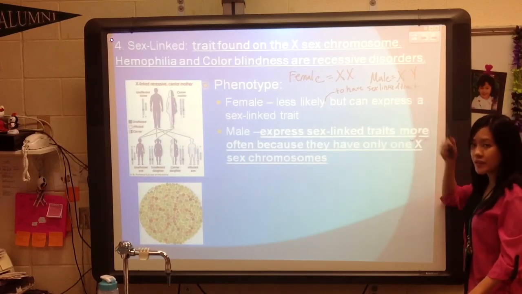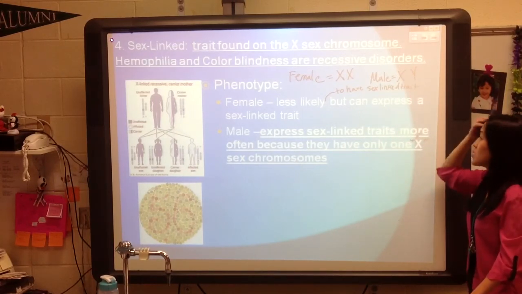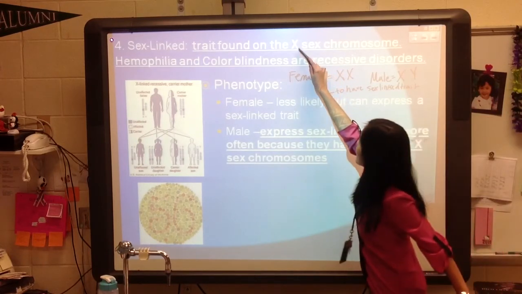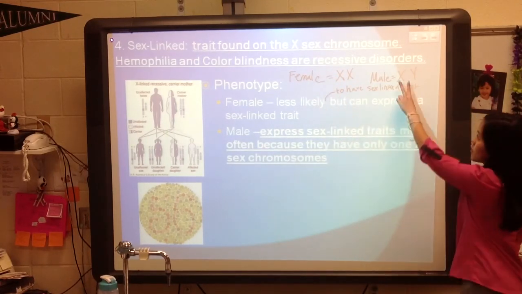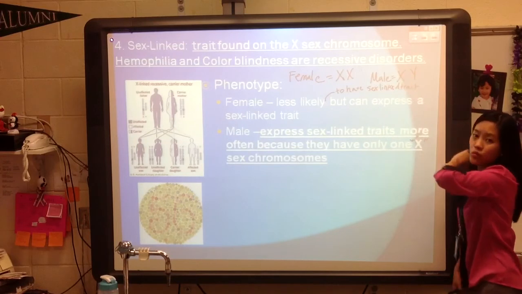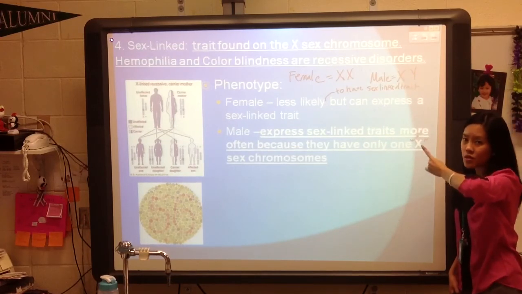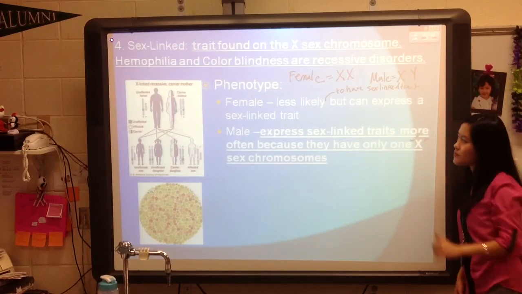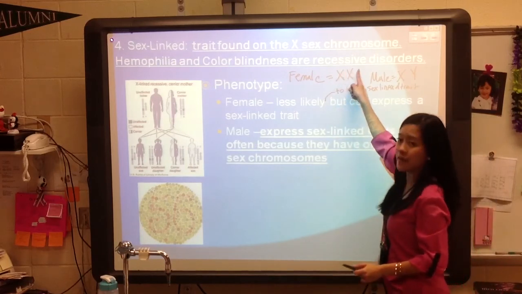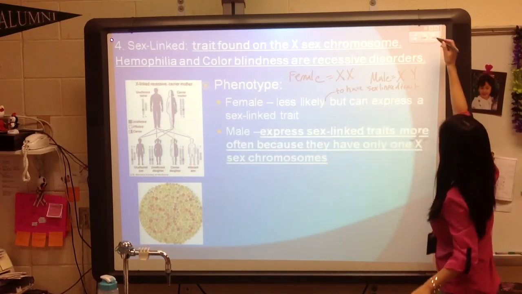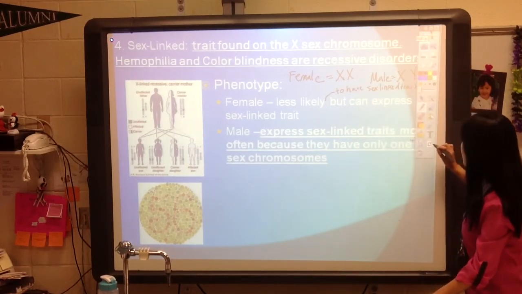So how does that affect us? Well, our sex-linked chromosomes are found on the X chromosome. So for a man, he has only one chance of either having the disorder or not having the disorder. For a female, she'll have two chances. So we'll see what that means in just a second.